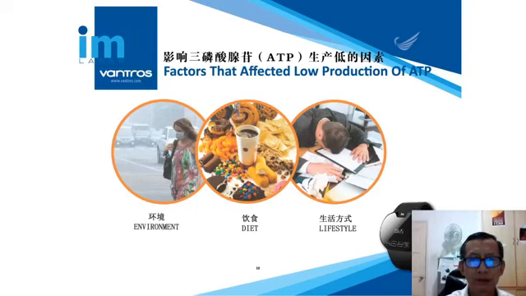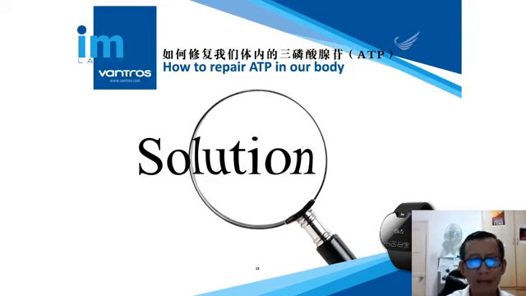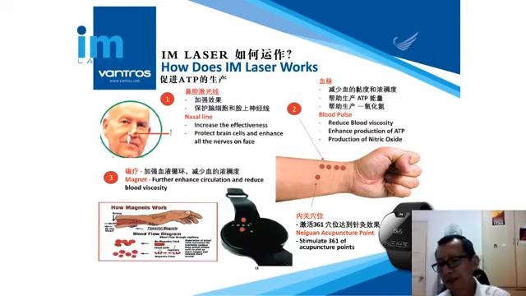So with these kinds of factors affecting our low production of ATP, we have low function, then low organ performance, and then all these unnecessary chronic diseases arise, such as high blood pressure, diabetes, even stroke. And how are we going to revive this ATP? It is through this solution. This is the thing. This produces ATP for us.